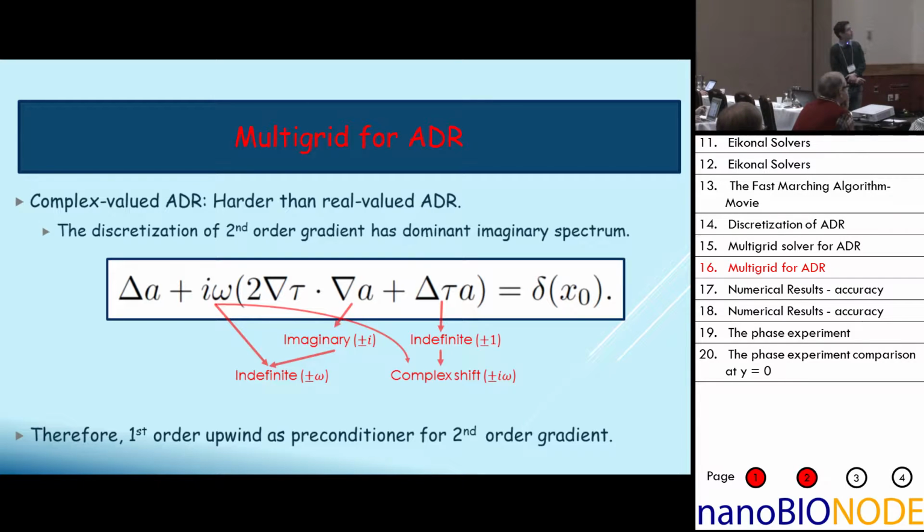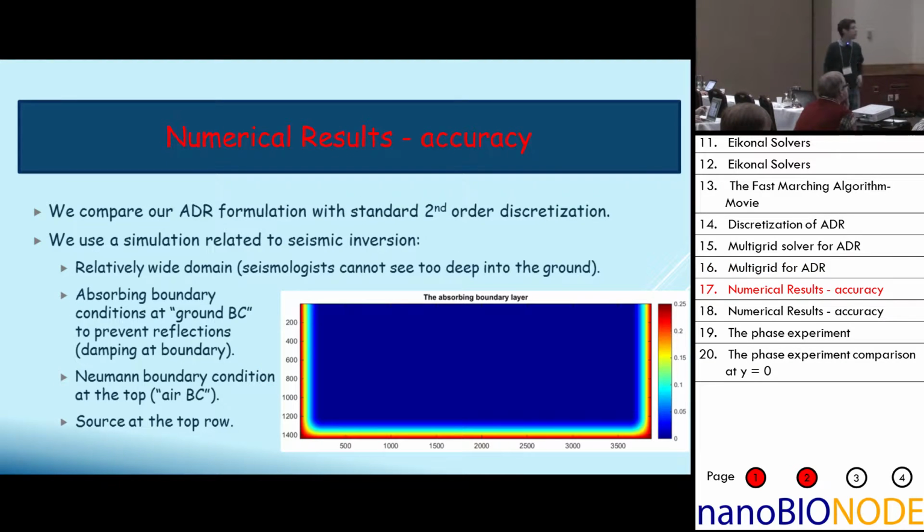Because we don't want to get into the indefinite problems in our multigrid V cycle, we use a first order upwind discretization as a preconditioner for the second order gradient, which means that for each imaginary part of the gradient, we also have the shift from the first order upwind, so an imaginary shift. So it kind of balances. So let's see some numerical results.